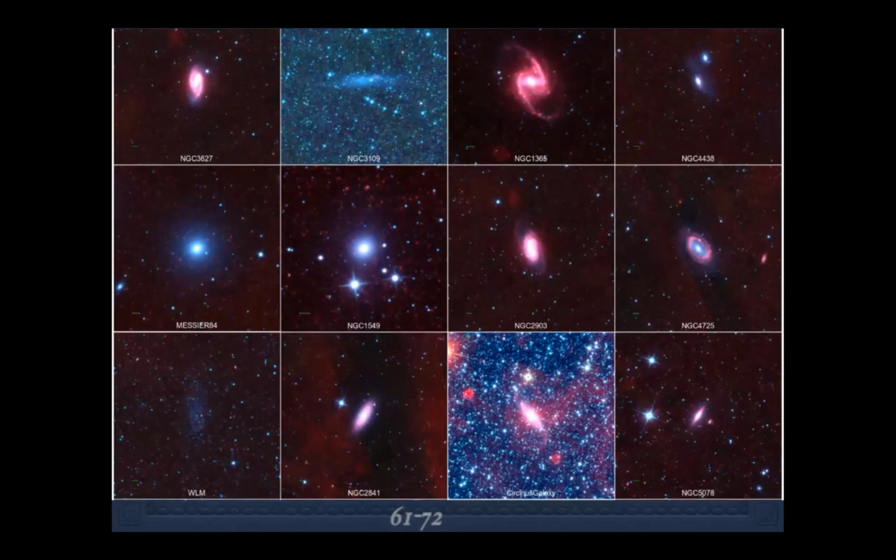NGC 3109, that's a local group galaxy. I'll come back to 1365. That's the most beautiful galaxy in the Fornax cluster, just a gorgeous thing. At the bottom, you see Circinus Galaxy. That was also recently discovered.